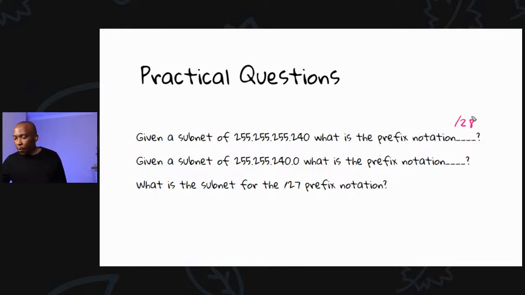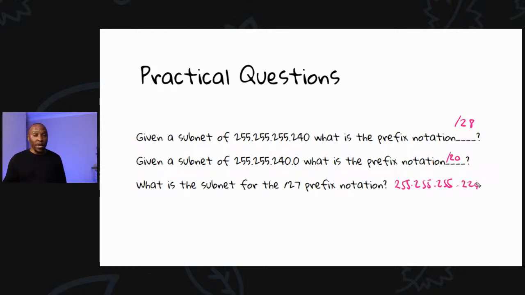If I gave you 255.255.240.0, what is going to be your notation? Your notation here is going to be /20. And if I gave you a prefix, what is the subnet mask for the /27 prefix notation? That would be 255.255.255.224.